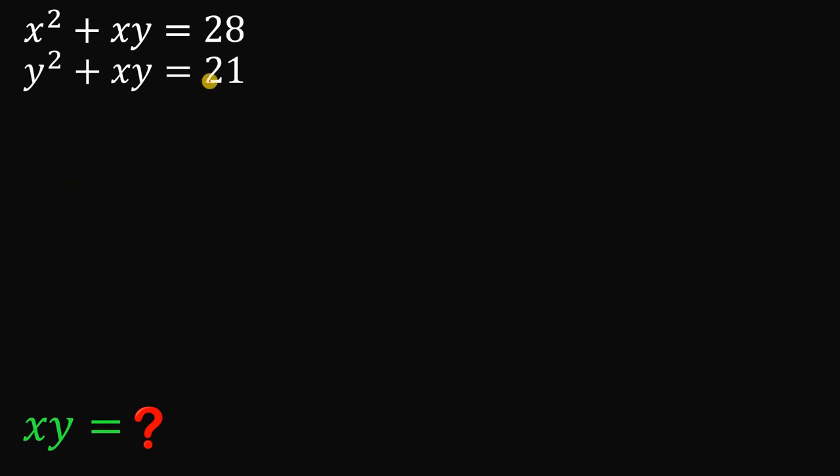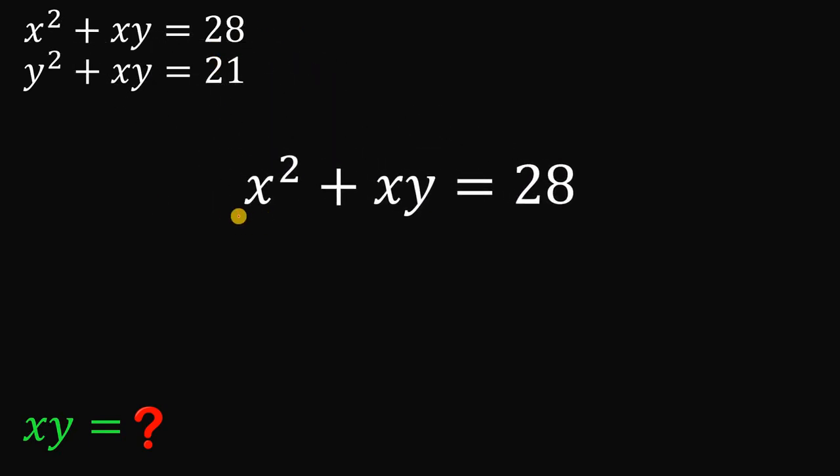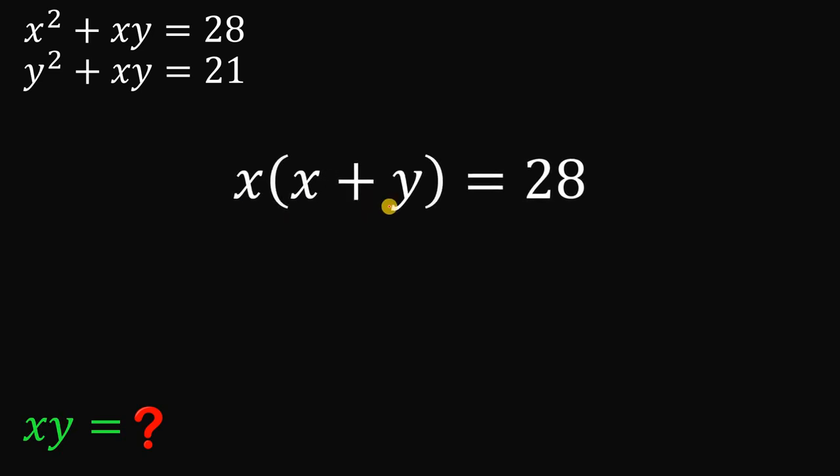Now, first thing to do is to get one equation, and let's get the first equation, x squared plus xy equals 28. Take note that we have a common factor of x on both terms, so we can factor out this x. This will give us x multiplied by x plus y. When we distribute this x, we have x squared, and we multiply this x to y, we have xy. So this is definitely the first equation.